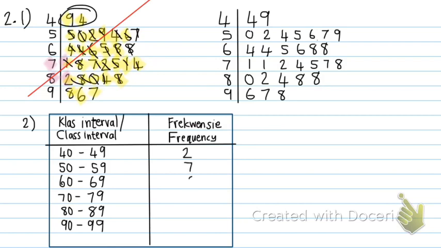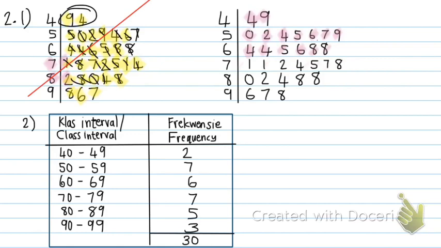How many are between 40 and 49? 1, 2 of them. Then 50s. In the 50s I have 1, 2, 3, 4, 5, 6, 7. In the 60s I have 1, 2, 3, 4, 5, 6 numbers, and so on. There are 7 numbers between 70 and 79, 5 numbers between 80 and 89, and 3 numbers between 90 and 99. The total is 30, so I'm correct. That is to organize the data into class intervals.